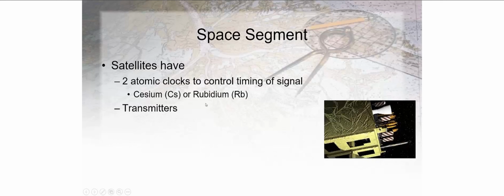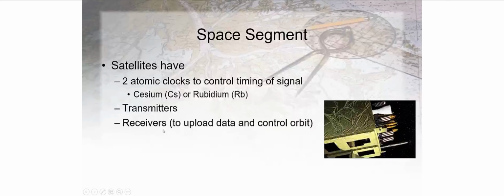They're either cesium or rubidium. Most of them are rubidium. They have transmitters which transmit the signals that we're listening to with our receivers. And then they have receivers that collect data from the master control station. They're the only ones that can talk to these GPS satellites.